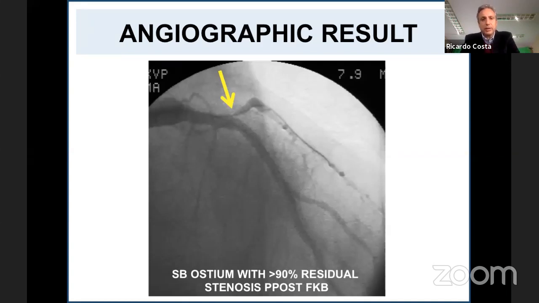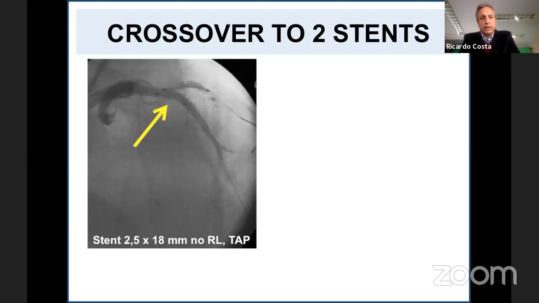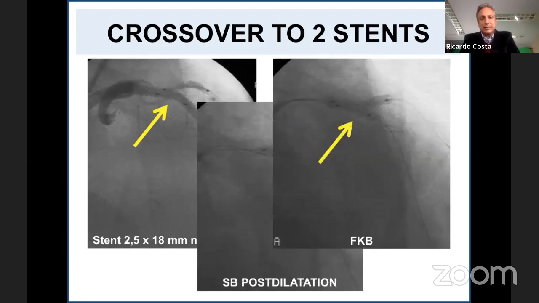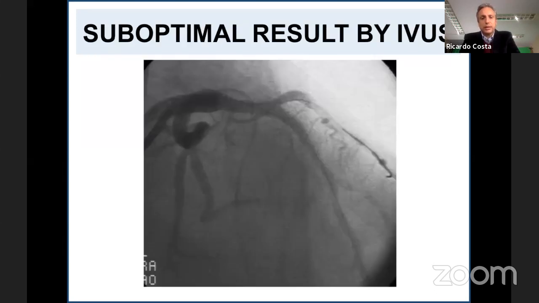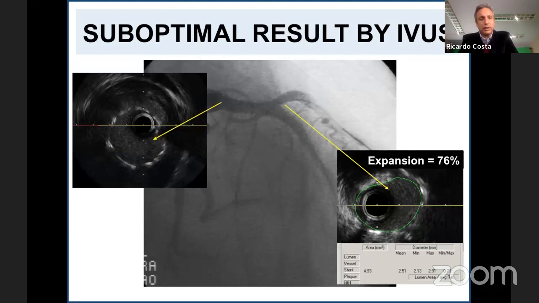This was the final result after stenting and optimization with kissing balloon, stent in the main vessel, and we still see a residual stenosis of about 90% of the osteal side branch. So this met the criteria for crossover. We performed a TAP technique, stenting the side branch, and then kissing balloon, and this was a suboptimal result by IVUS, not by angio, I would say. And you see by IVUS, not a good apposition at the proximal end of the stent, and the expansion in the side branch less than optimal as well.